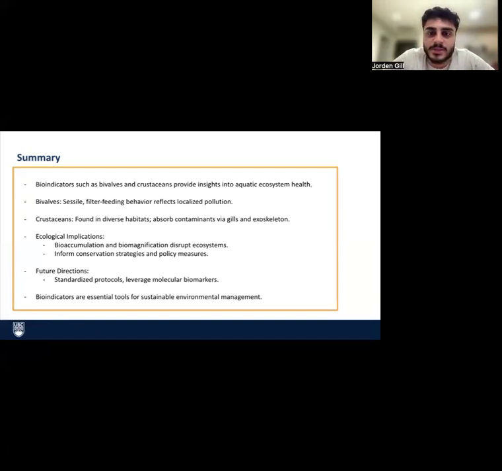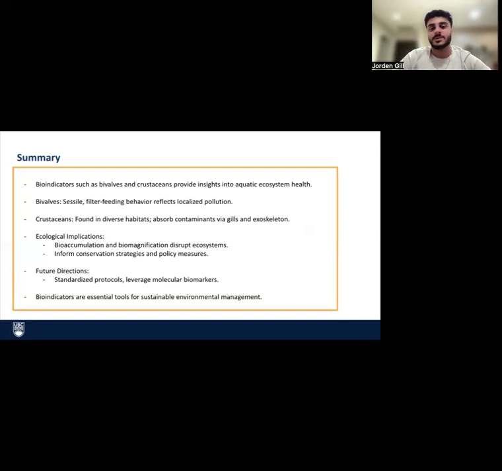We also talked about crustaceans, which are found in diverse habitats and absorb contaminants via gills and their chitinous exoskeleton. And then we also briefly touched on ecological implications involving bioaccumulation and biomagnification, which disrupts ecosystems, and how we're able to inform conservation strategies and policy measures by using bioindicators such as bivalves and crustaceans such as the ostracods.